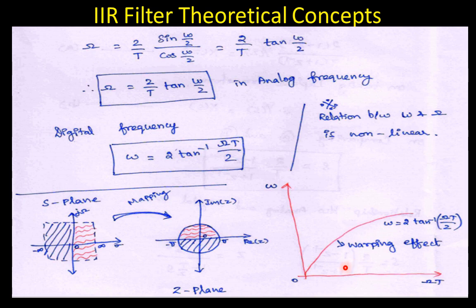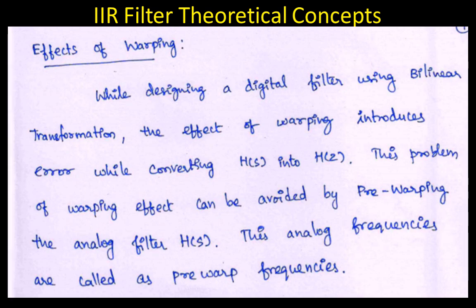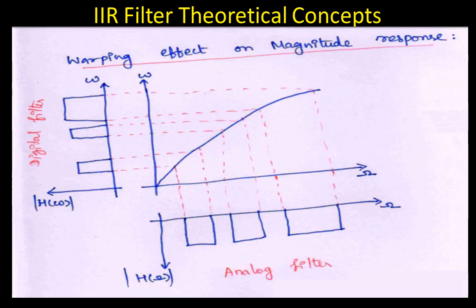What is the effect of warping? The warping effect is a drawback which arises only due to the non-linear relationship between analog and digital frequency, due to which the conversion of poles from the S plane to the Z plane may not be linear as we prefer. So these are the effects of warping. Already I have told you, you can even have a readout of this particular topic.